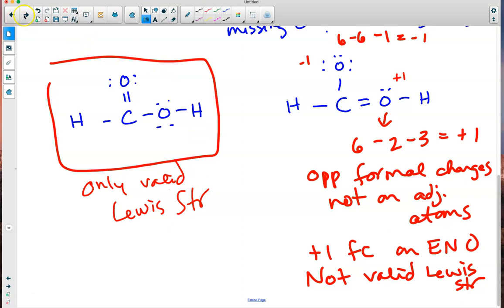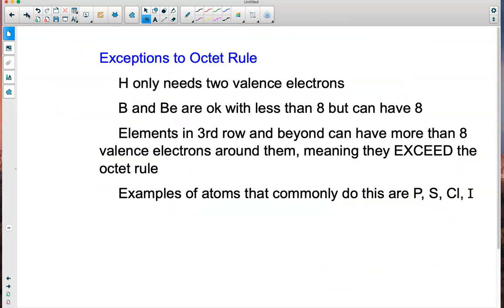Okay, so to finish up, I just want to cover the exceptions to the octet rule, and we already know the one about hydrogen. It only needs 2 valence electrons to have a filled shell. Boron and beryllium are okay with less than 8, but they can have 8. And then there's certain elements in the 3rd row and beyond that can have more than 8 valence electrons in their valence shell, meaning that they exceed the octet rule. And examples of this are phosphorus, sulfur, chlorine, and iodine.